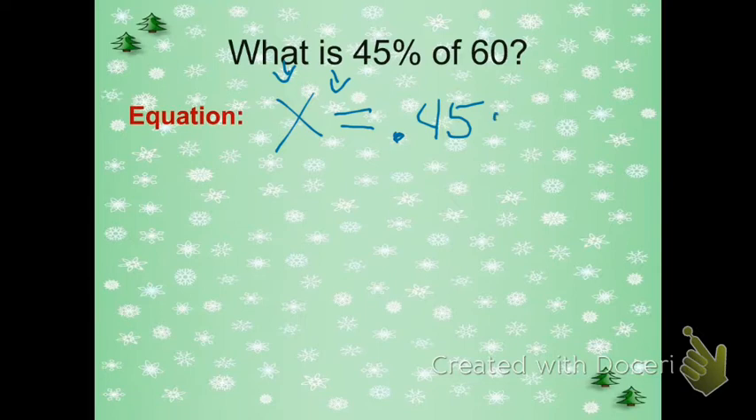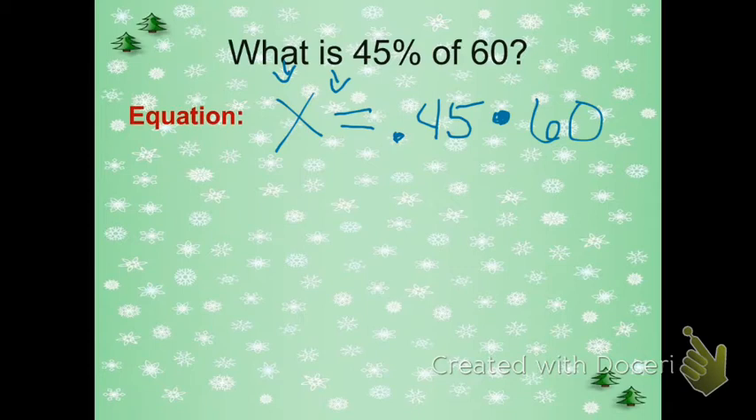Of means a what? Multiply. So put your dot. And then 60. You do have a 60, right? Yes. Okay. So what we just did was we translated those words, what is 45% of 60, into a math equation that we can solve.